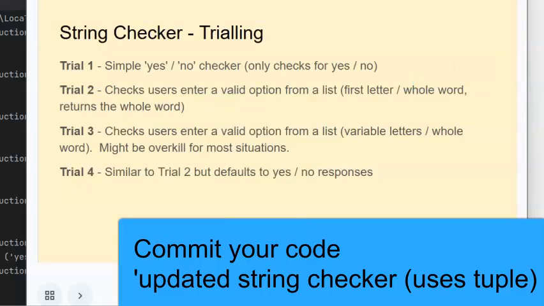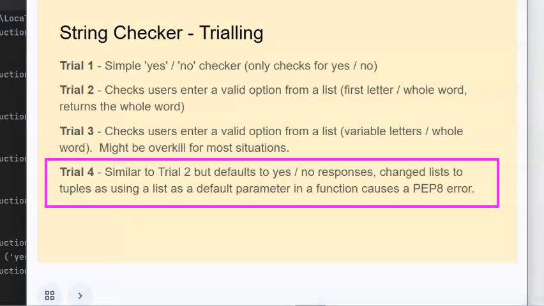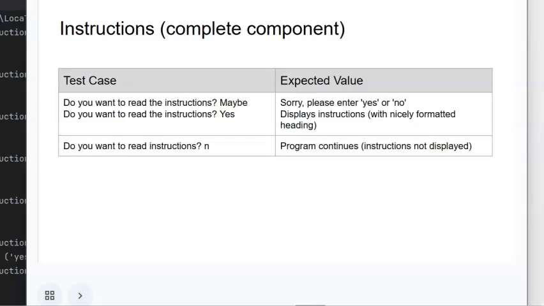And as you can see, I have recycled my trialing slide. And in this case, I've made a note on trial 4 that we did change our list into a tuple so that we don't have that PEP8 error. As this video is getting a little bit long, we're going to complete our instructions component in the next video.